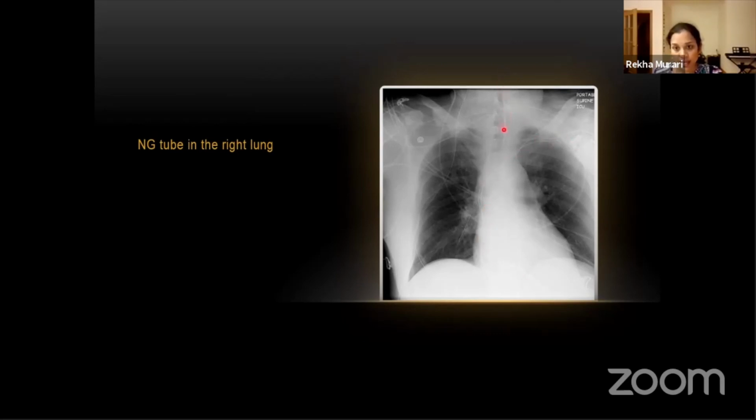So the NG tube itself, you can follow it. It's again gone into the right main, lower lobe bronchi and into the lung actually. Again, risk of aspiration. So this has to be removed.